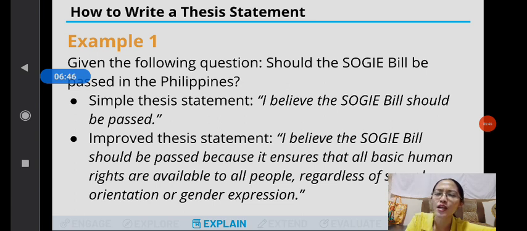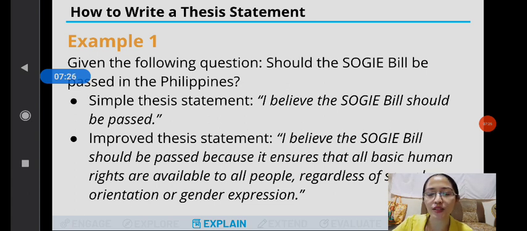Given the following question, should the SOGI bill be passed in the Philippines? For those of you who do not know about the SOGI bill, it's an act prohibiting discrimination on the basis of sexual orientation and gender identity expression. That's the SOGI bill, okay? Now, in our example, we have a simple thesis statement and an improved thesis statement.